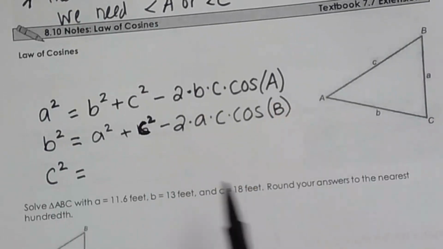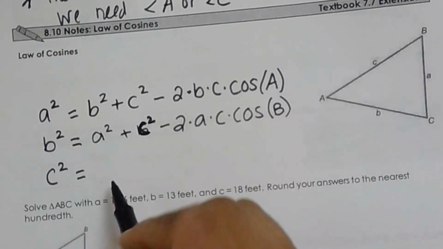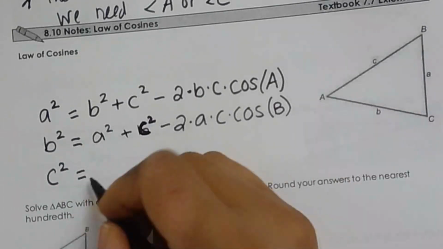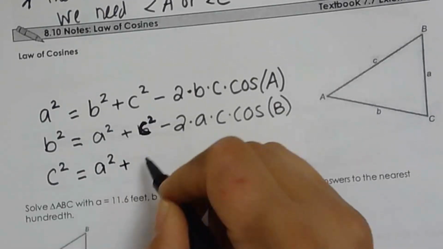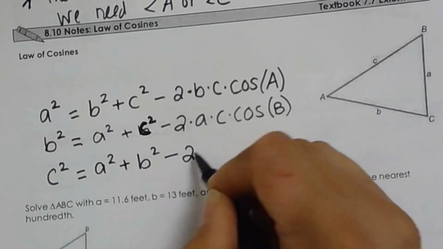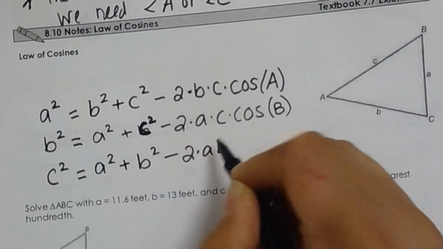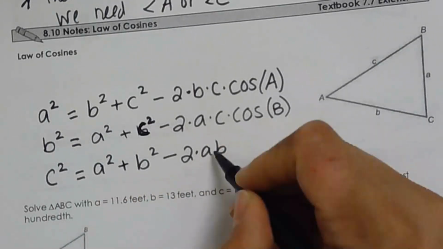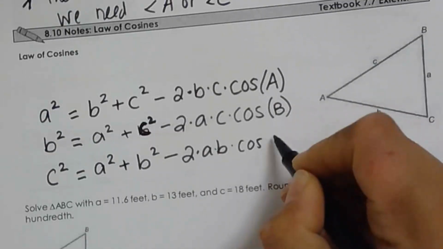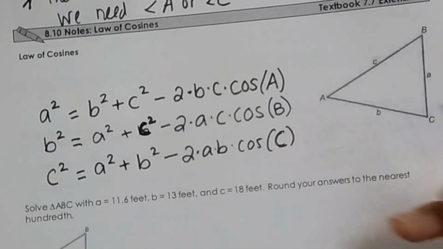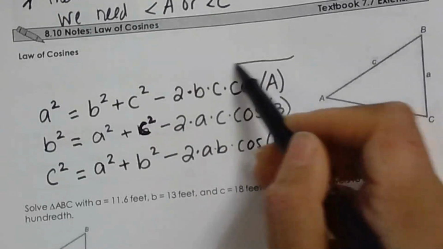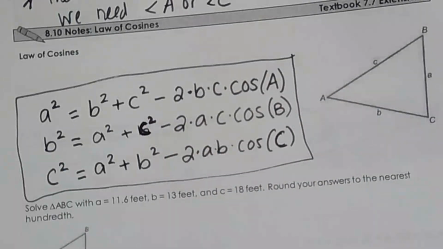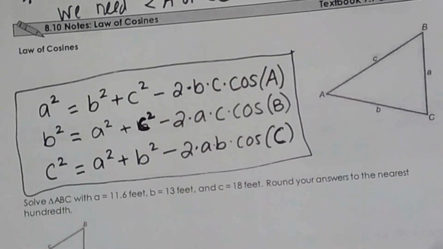Okay, so finally, this last scenario is with c being squared. The lowercase c is the side right here. So this would be a squared plus b squared minus 2ab. So again, they're using the same letters as always, the ones on the other side of the equal sign, and then cosine of capital C. Okay, so again, you do not have to memorize these, but these are all of the law of cosines. And again, we only use one equation at a time depending on what variable we're solving for.